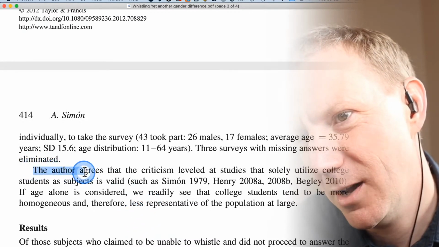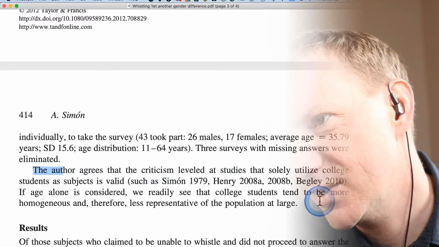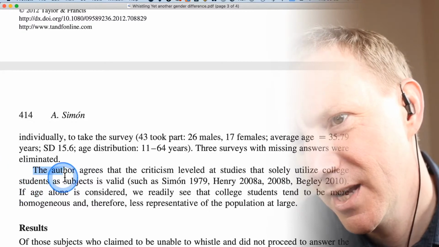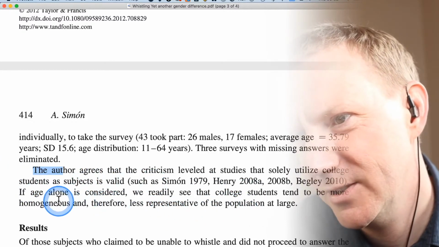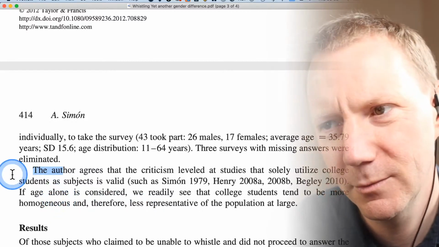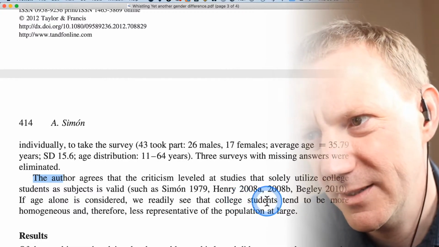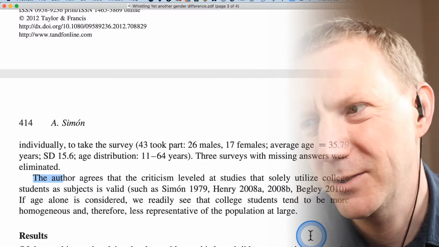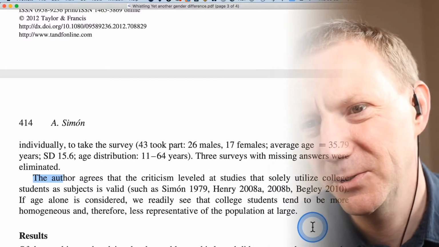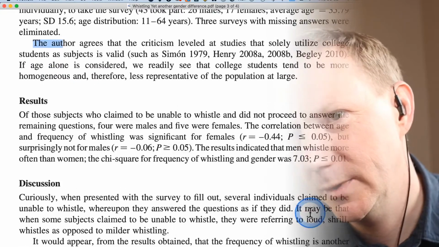Here's where he states that the author agrees that the criticism leveled at studies that solely utilize college students as subjects is valid. Citing some research again, a bit trivial. So he really pats himself on the back that he's able to use some workers from this factory, from this warehouse, to do the research. Well, okay. Now here we go with the results.